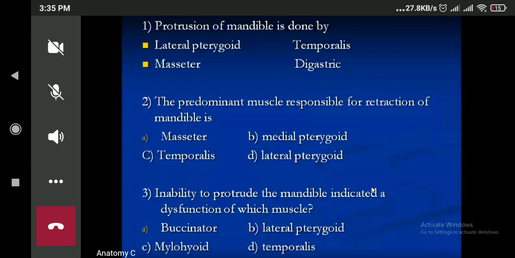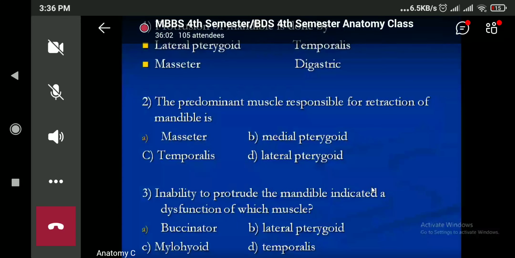Okay. So the protrusion of the mandible is done by the lateral pterygoid muscle, temporalis muscle, masseter, and the digastric. Temporalis also.